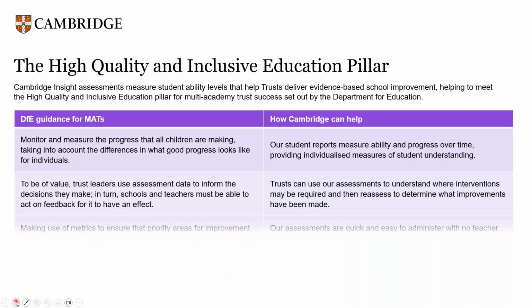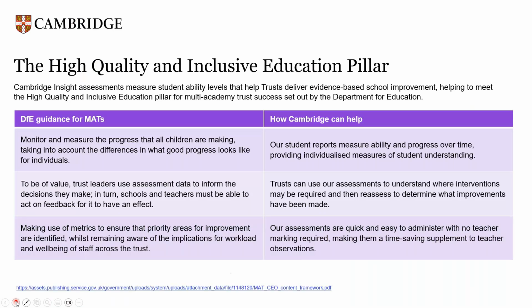So here at Cambridge, we really want to measure students' ability levels and help MATs and trusts and groups like you to develop. And especially in the UK, we need to look at what the Department of Education wants for your outcomes as a MAT. The Department of Education has stated they want to monitor and measure the progress that all children are making, taking into account the difference in what is good progress and what it looks like. So here at Cambridge, we've made sure that our reports are able to measure that ability and progress over time in a really clear way, and offer individual measures to support those students across your MATs.